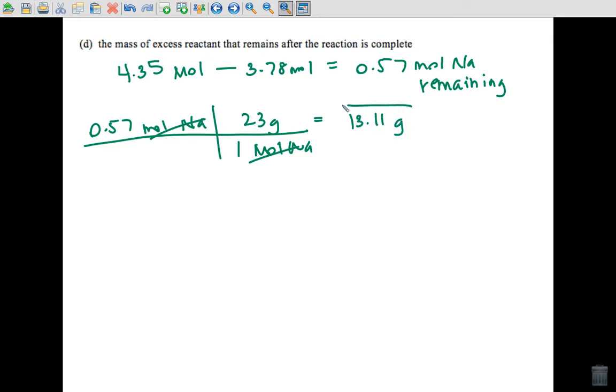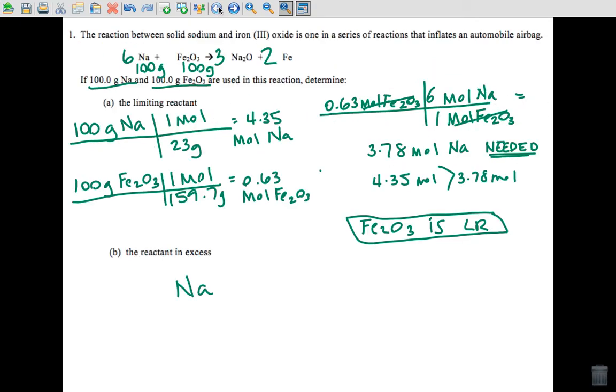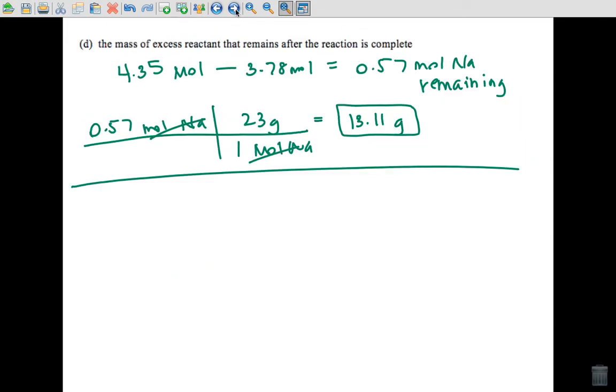Now the hitch with this one is, this only works if at your start, when you figured out the limiting, you actually figured out the excess. It only works if you start with the excess instead of the limiting. If that's not true, there is a way that you can always do it. The way I'm going to do it at the bottom always works no matter what. It's similar to what we did for part C. You start with moles of limiting reactant, which is going to be 0.63 moles of Fe2O3.